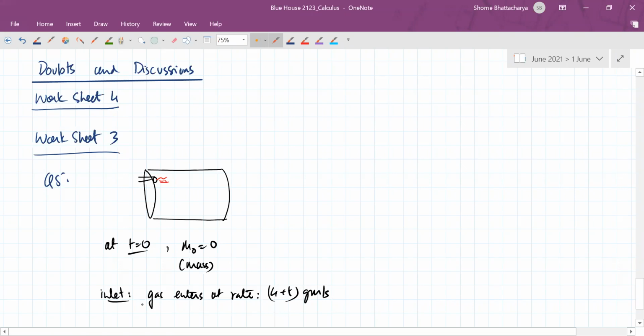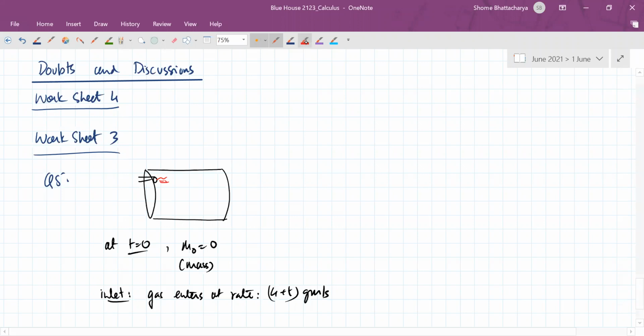So that means the rate at which the inlet pipe is letting gas come in is actually increasing with time. It's not constant. So at t equal to 0, for example, it's 4 grams per second. But by the time it's 1 second, the rate has become 5 grams per second. By the time it's 2 seconds, the rate has become 6 grams per second, and so on and so forth.